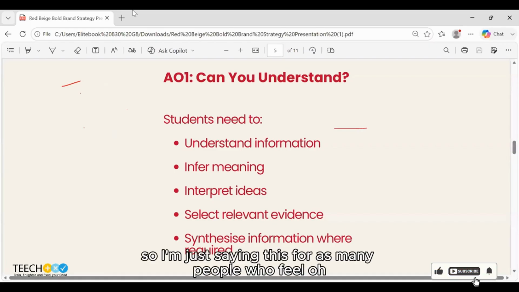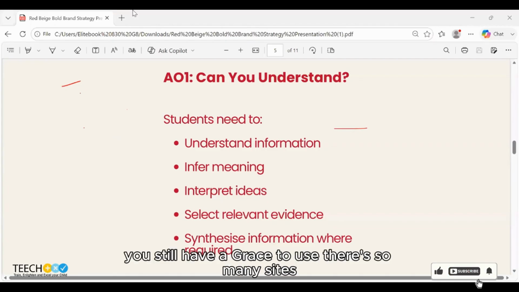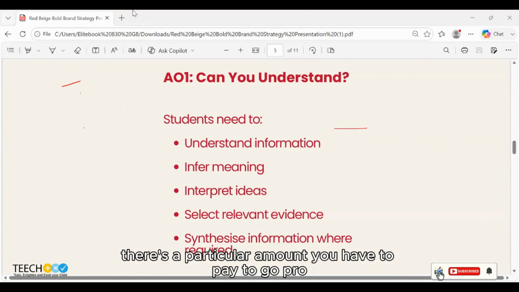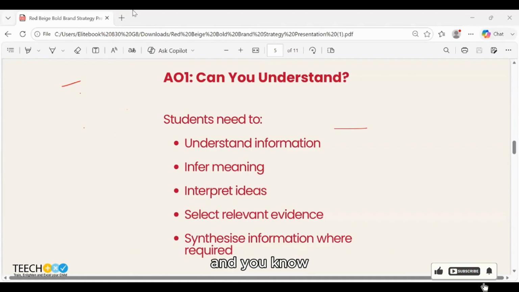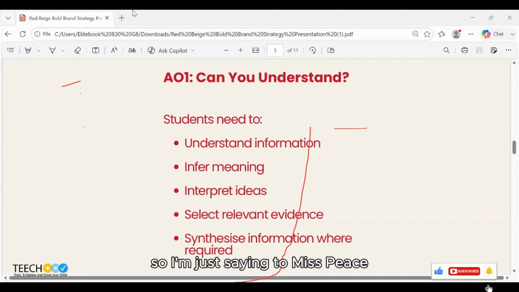So I'm just saying this for as many people who feel, oh, this particular site is paid for. You still have a grace to use. There are so many sites where there's a particular amount you have to pay to go pro, and get more benefits. But the free part of the site, you can still use it, but it has a limit. So I'm just saying to Ms. Fitz that you can still make use of it.